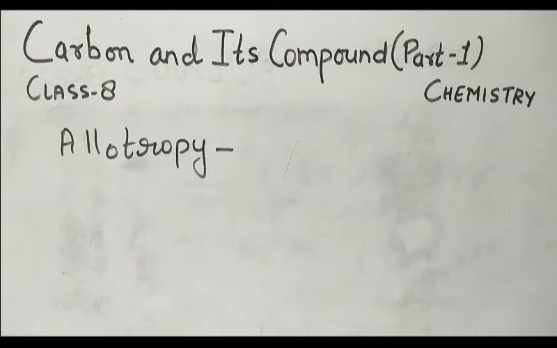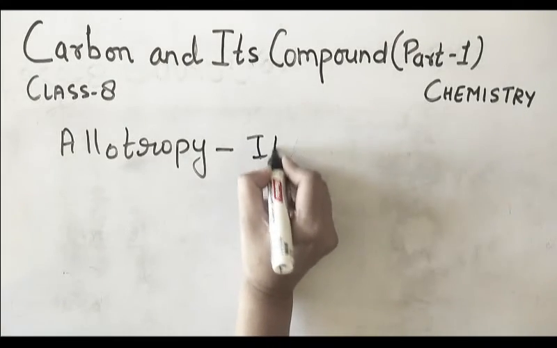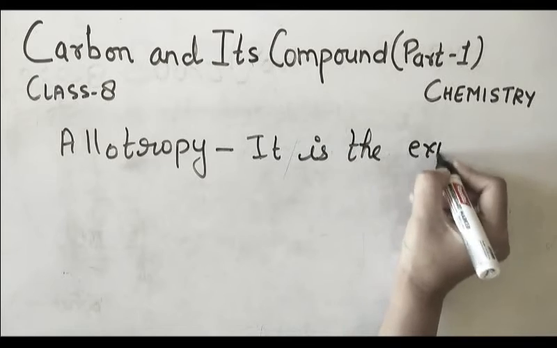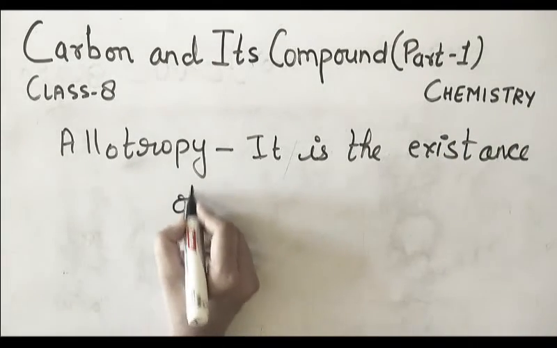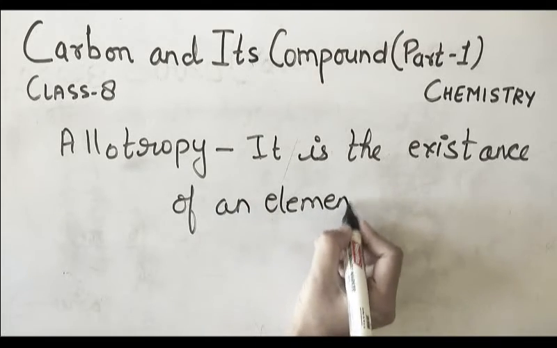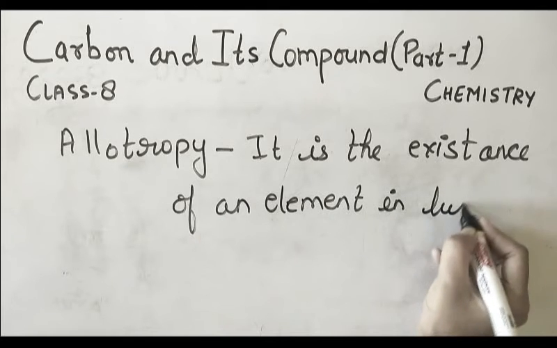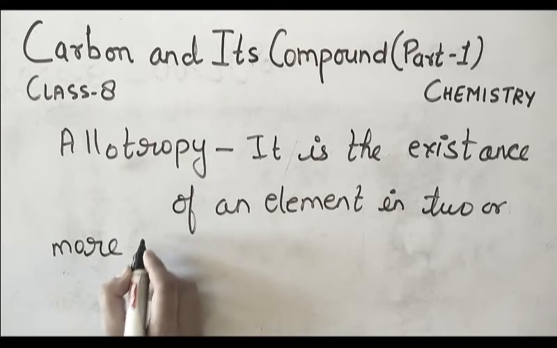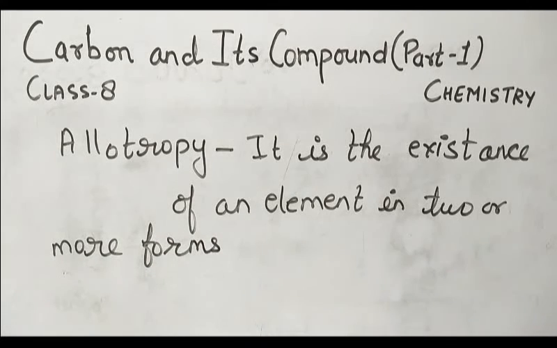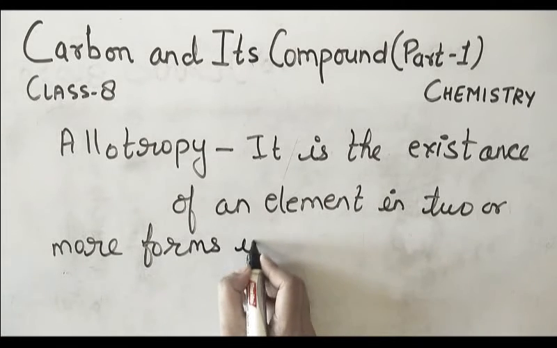different forms of the same element in the same physical state and with different physical properties. कोई element 2 या 3 अलग अलग फॉर्म में एग्जिस्ट कर रहा है, जिसमें उसकी फिजिकल स्टेट सेम है पर उसकी फिजिकल प्रॉपर्टीज डिफरेंट हैं, but again the chemical properties are the same. That means in simple way you can say that allotropy is the existence of an element in 2 or more forms, available in the same physical state.